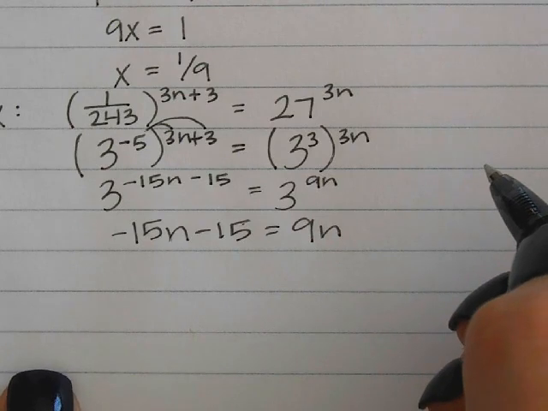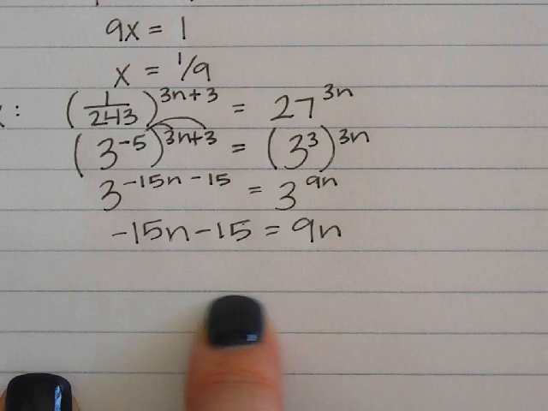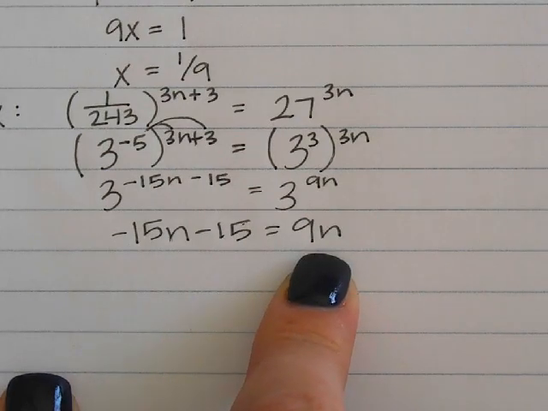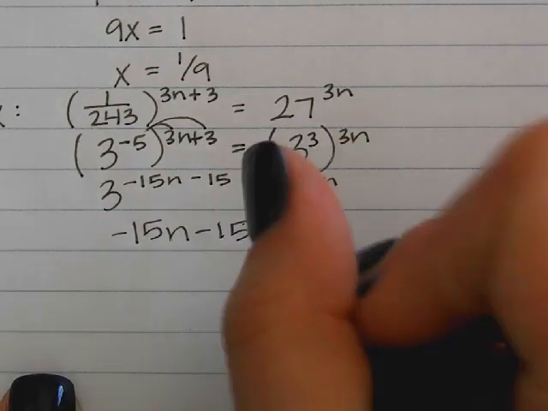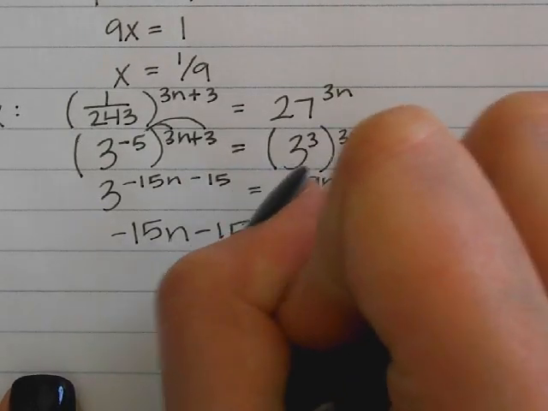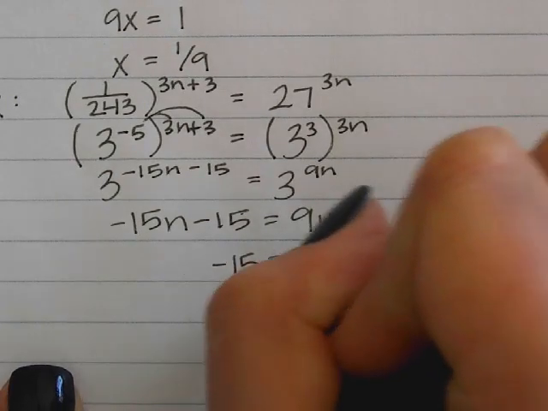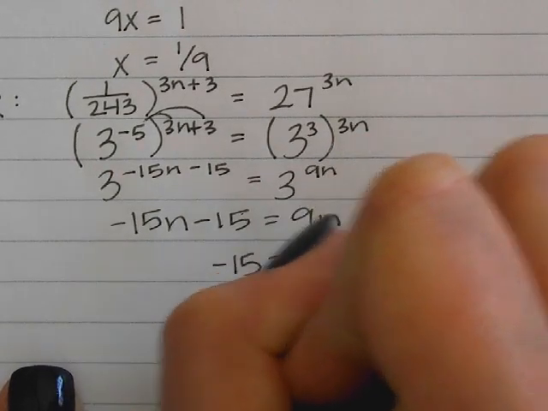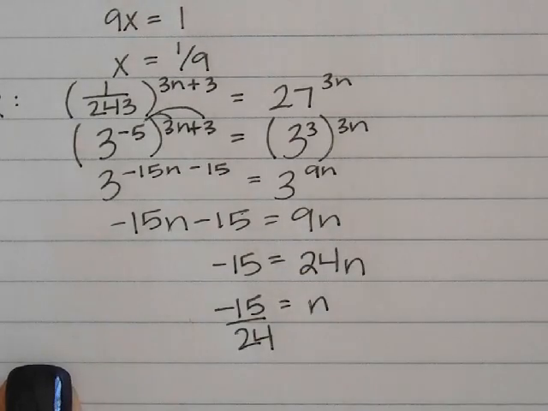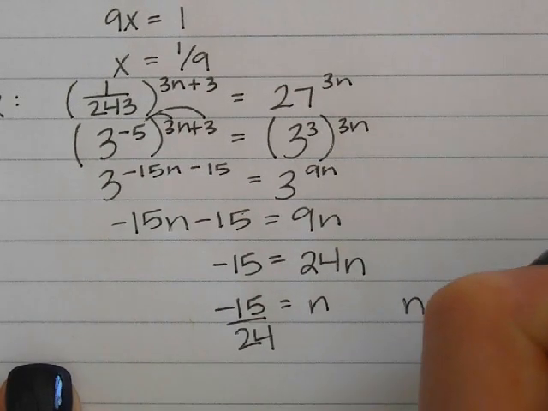So to get my n's to one side, I can go ahead and take the 15n and add it to the other side. And 9 plus 15 is 24n. And then I can go ahead and divide my 24 over to the other side. So I have -15 over 24. And that's a fraction that can be reduced. I can divide the top and the bottom by 3. And so n is going to equal -5 over 8.